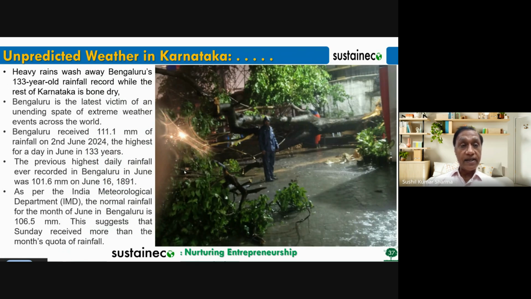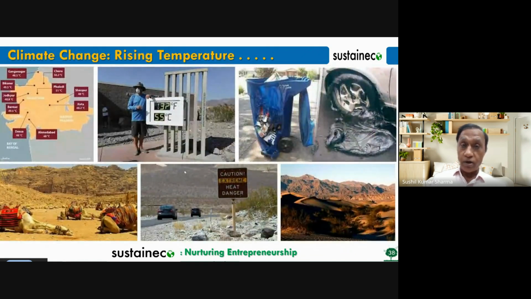The previous highest daily rainfall ever recorded in Bengaluru was 101.6 millimeter, recorded on 16th June 1891. As per the Indian Meteorological Department, the normal rainfall for the month of June in Bengaluru is 106.5 millimeter. This suggests that Sunday received more than the month's quota of rainfall in a day. It causes havoc.